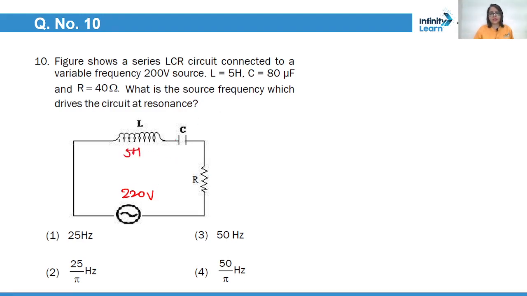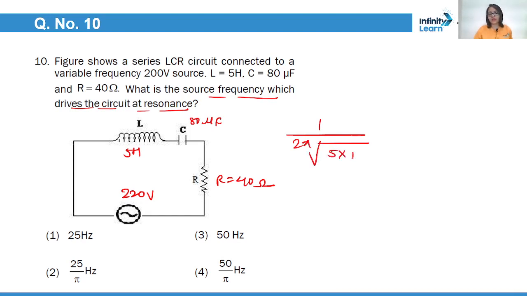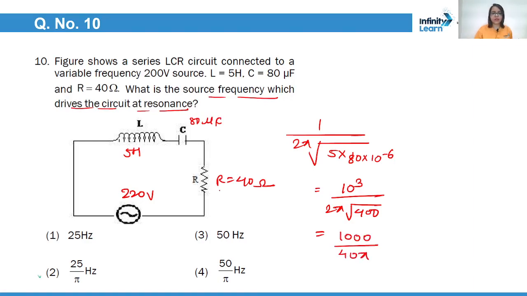C is 80 microfarad and R is 40 ohm. What is the source frequency which drives the circuit at resonance? So resonance frequency is 1 upon 2 pi under root of L into C, which is 80 into 10 power minus 6. So this will be 10 power 3 and this is 2 pi and this is 400. So this will be 1000 divided by 40 pi and this will give you correct answer as option 2.